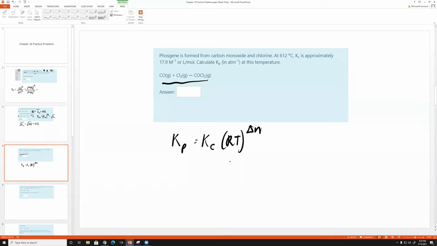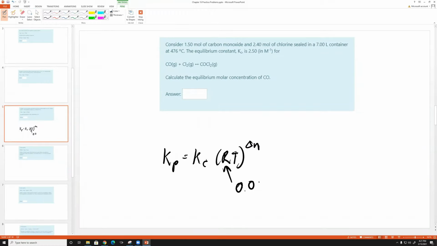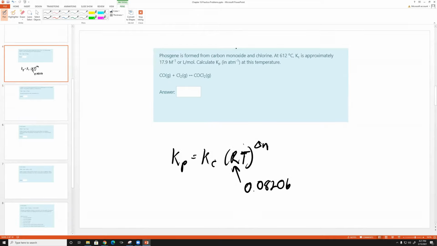In this case, we want to establish our R constant because we're dealing with atmospheres here. Our Kp is going to be in atm instead of molarity, so we want our ideal gas constant in atm, which is 0.08206. Now our temperature has to be in Kelvin. We're given that our temperature is 612 Celsius, so we solve for that in Kelvin by adding 273, which is going to be 885.